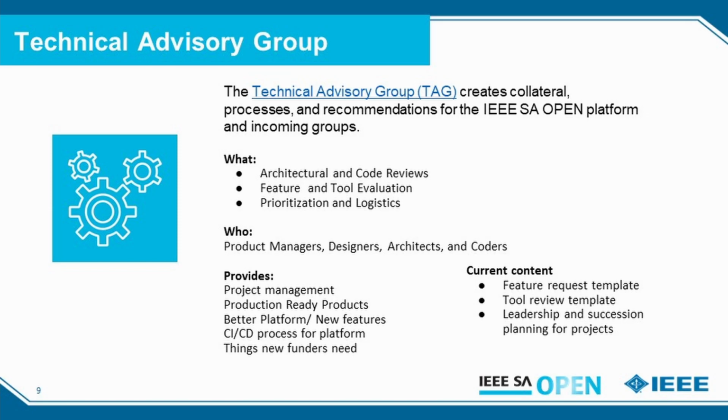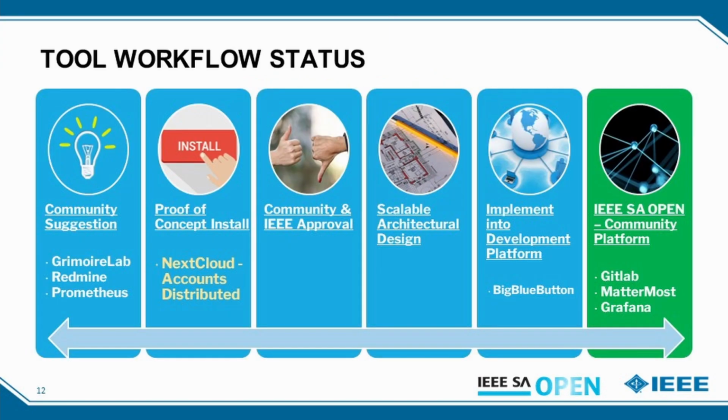And again, like I said, this is more similar, but there's some extra goodies in here. And so if you're wondering how we're currently doing, right now in the green is where the community platform is. We've got GitLab, we've got Mattermost, we've got Grafana, we've got the PlantUML that I told you about earlier. And then you can see how it normally goes, where it starts off with a community suggestion. And so right now we're looking at Grimoire Labs, Redmine, and Prometheus.